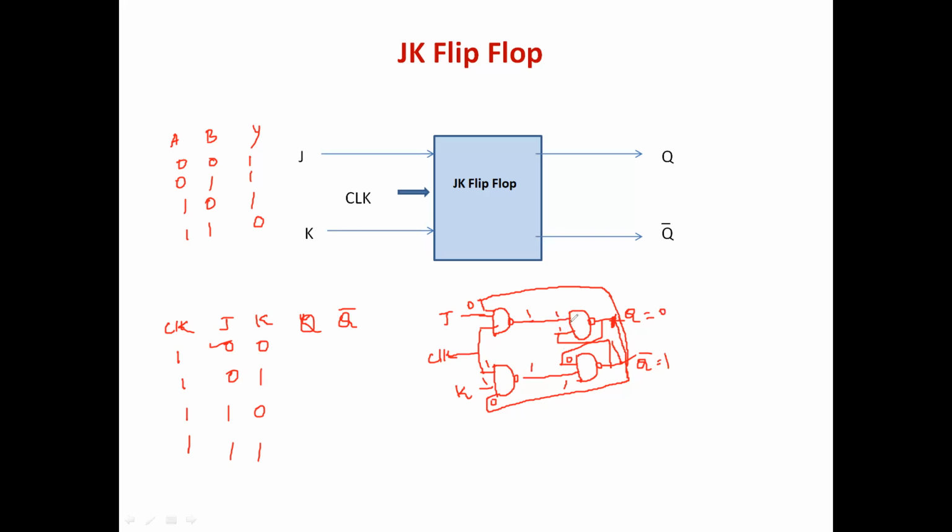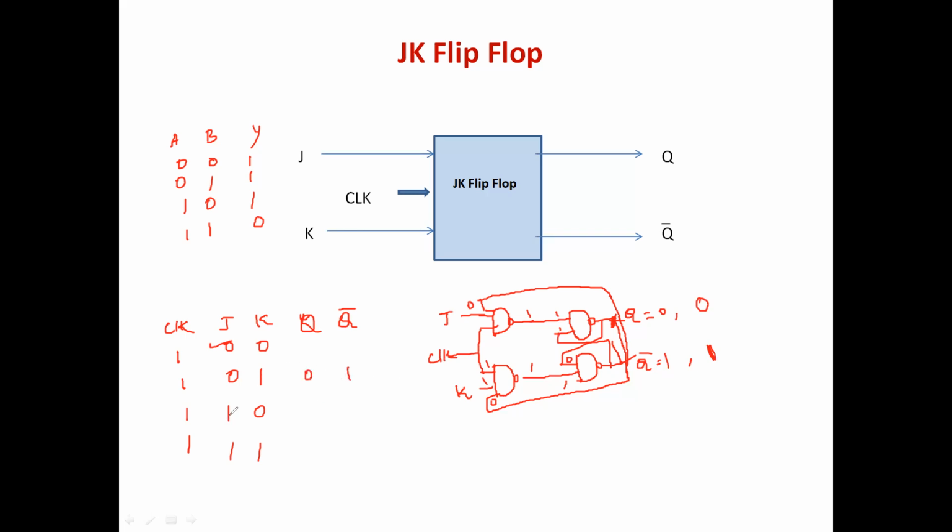1 and 1. When both are 1, the output is 0. So the next output of Q bar is 0. Here 1 and 0, the output is high. That means when J is equal to 0 and K is equal to 1, the output is 0 and 1.